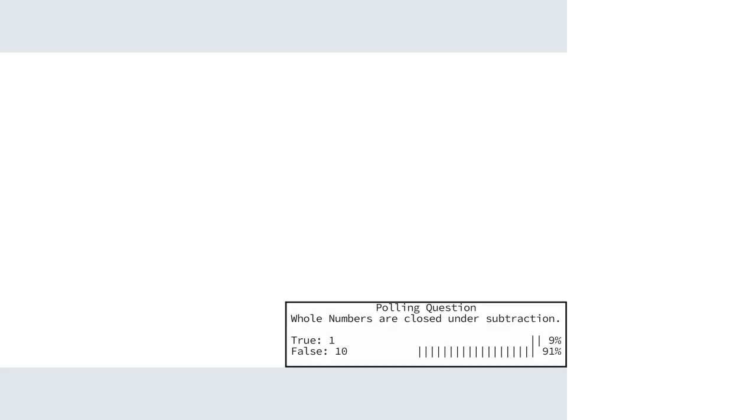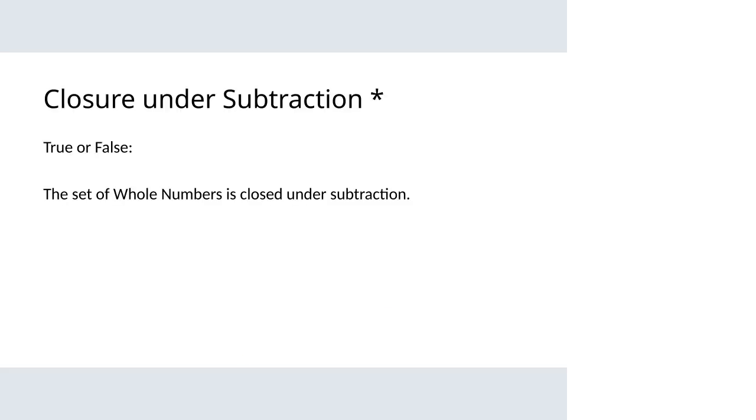Okay, let's see. Really strong agreement. Not quite unanimous, but really close. That's great. The idea of closure is probably new for almost everybody, and so this means you have a pretty good sense of it, which is awesome.